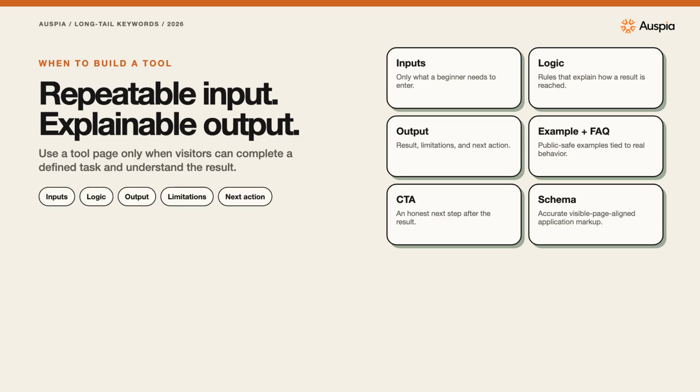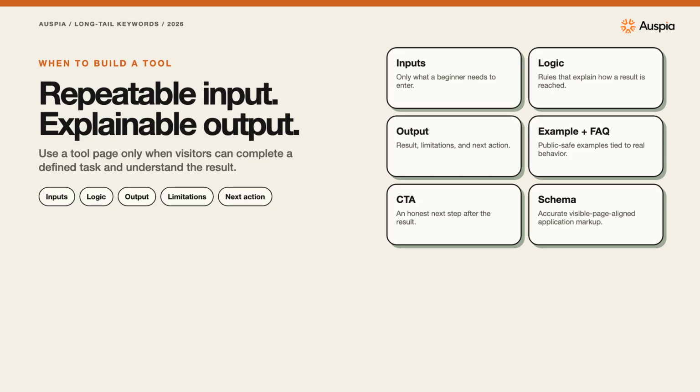Schema should accurately describe the visible page you publish. It cannot guarantee AI feature inclusion. Use FAQ sections for people when they help, not as a promise of a rich result or an AI shortcut. Some specific queries deserve a tool page rather than another article.